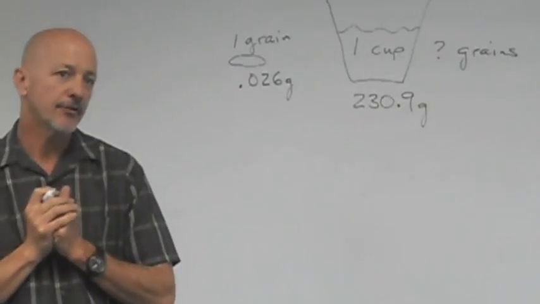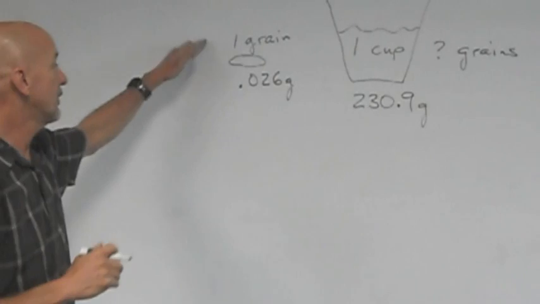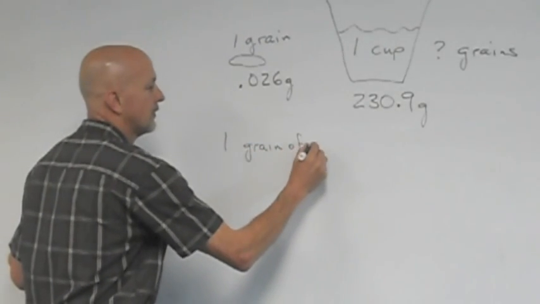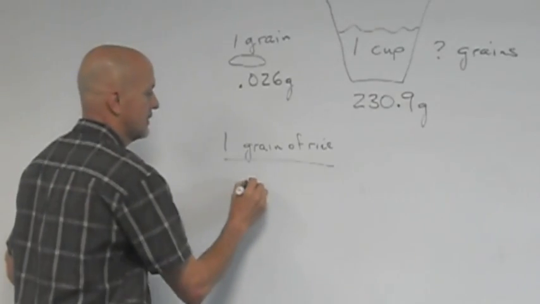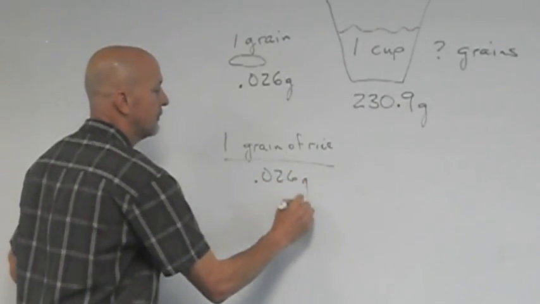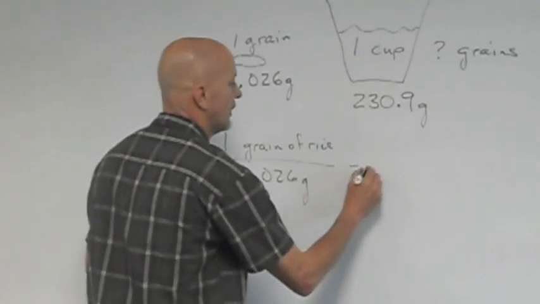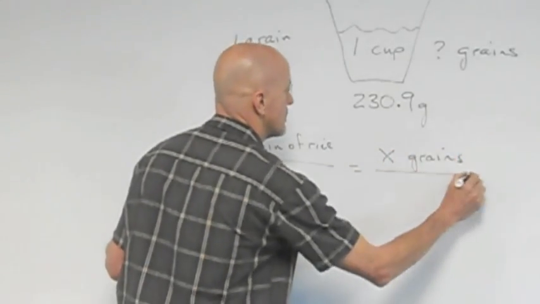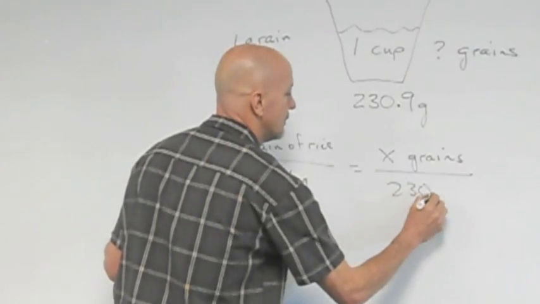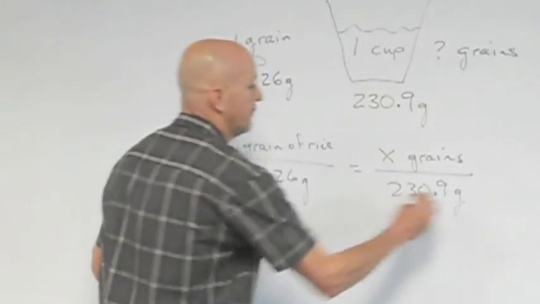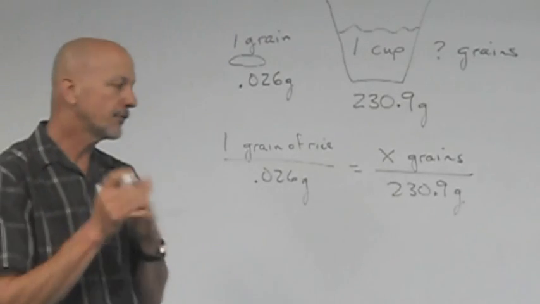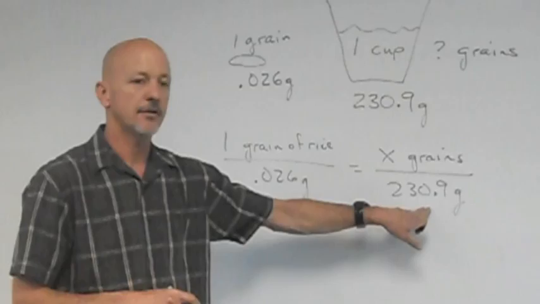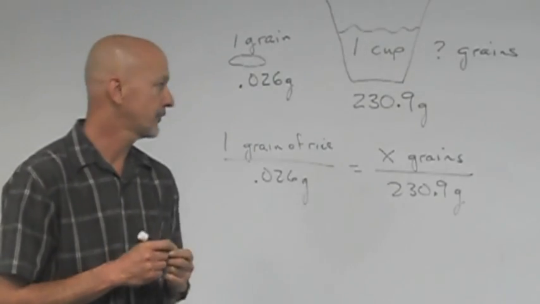Well, this is just a simple ratio or proportion problem. I can say 1 grain of rice is to 0.026 grams as X grains is to 230.9 grams. So we use these ratios. So 1 grain is this mass. There are how many grains in a mass of 230.9 grams.